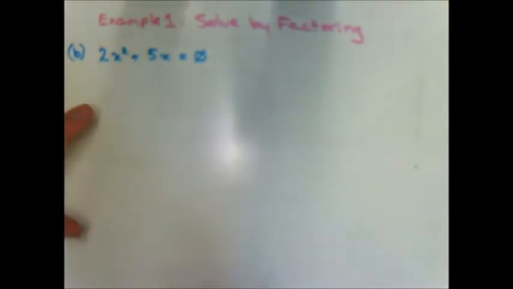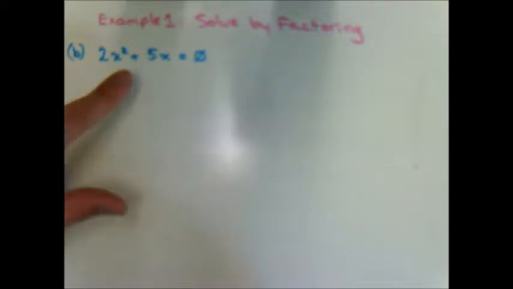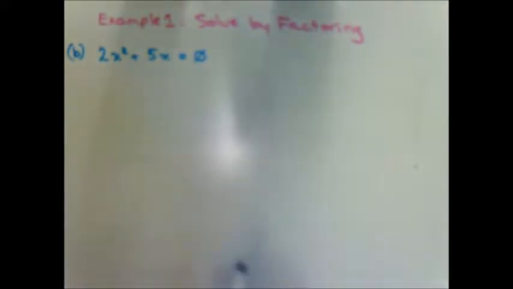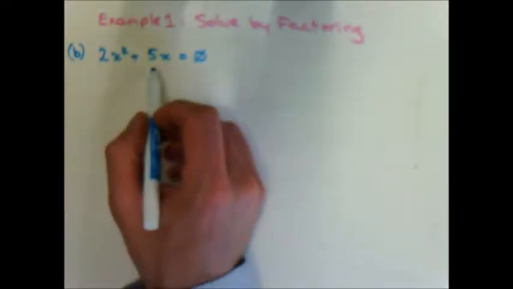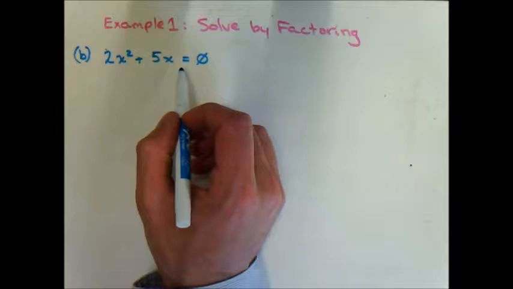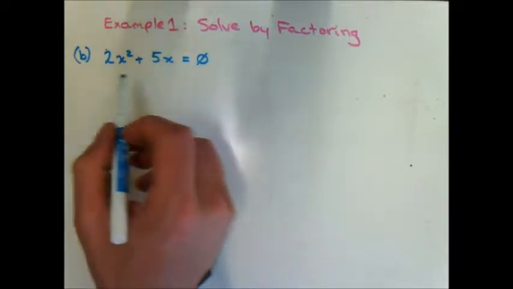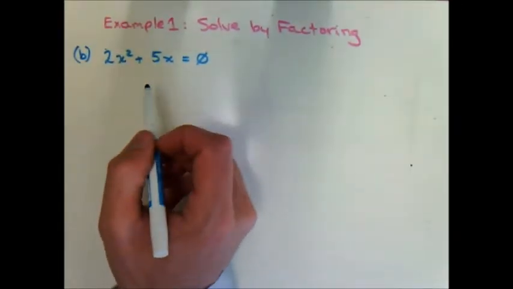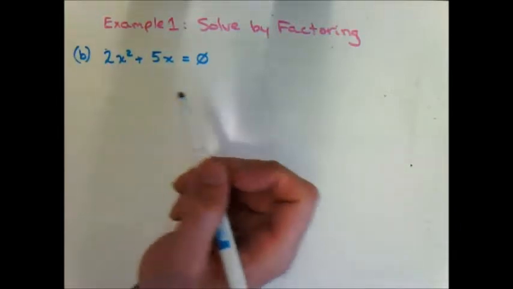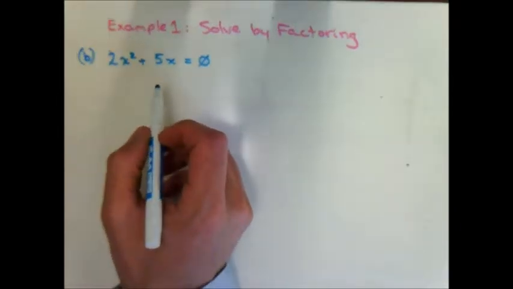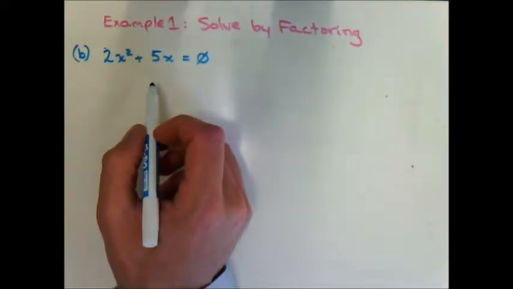In example 1b, we're given the quadratic equation 2x squared plus 5x equals 0. We notice that we have an ax squared plus bx, but we don't have any c. So c is 0 here, but that's okay. We still have two terms. They can still be factored. These are already grouped because there's only two terms. So we can factor these just by pulling out a common factor.